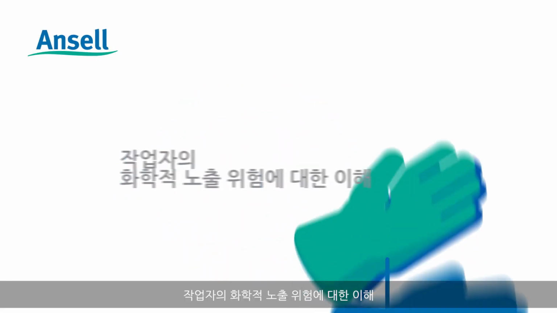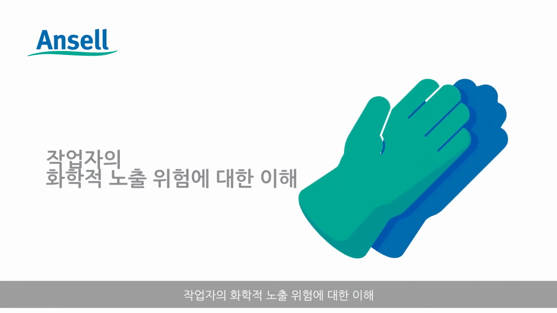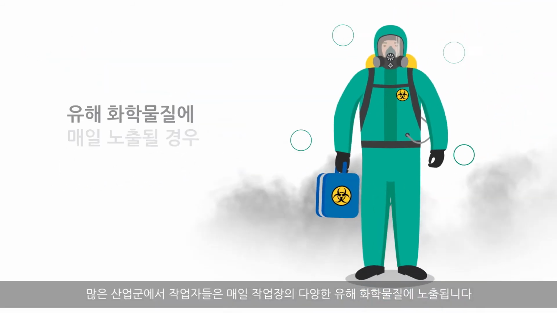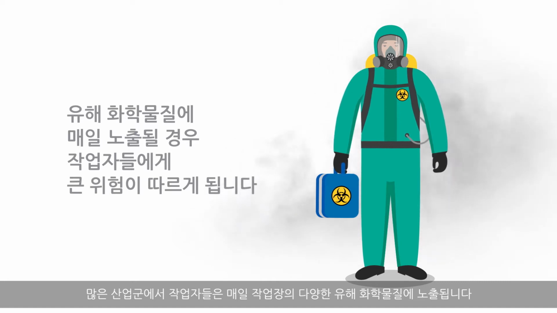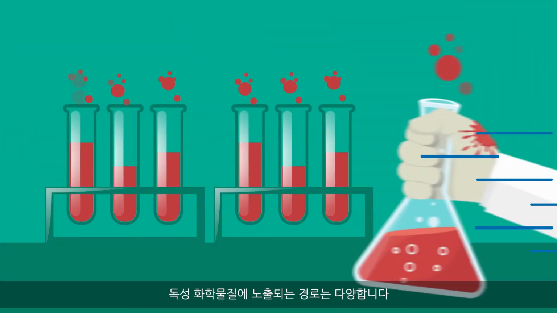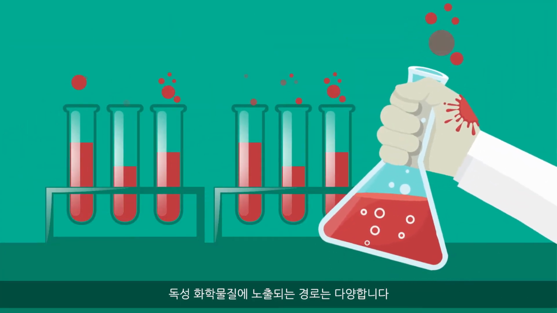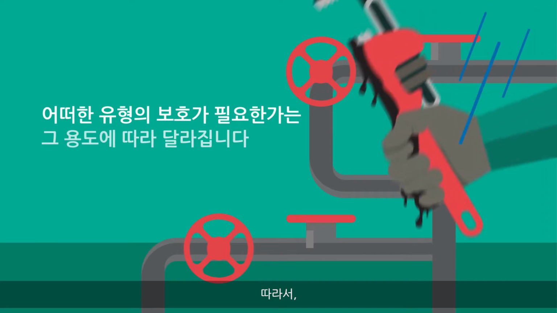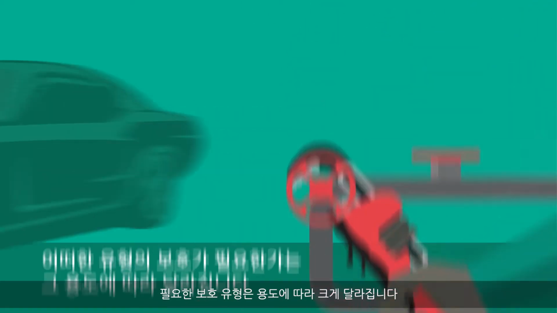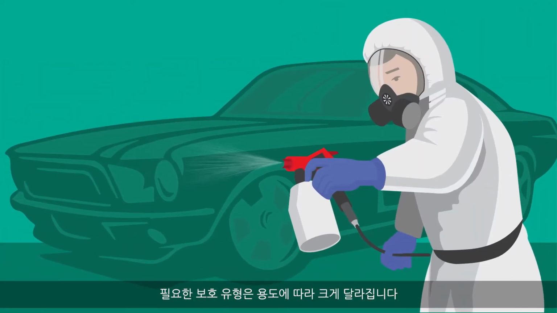Understanding chemical exposure risks for workers. In many industries, workers are often exposed to various hazardous chemicals in the workplace, day after day. There are multiple possible routes of exposure to toxic chemicals. Therefore, the required type of protection is highly dependent on the application.